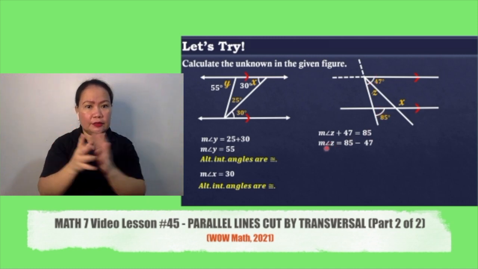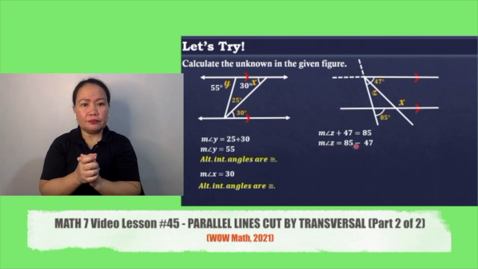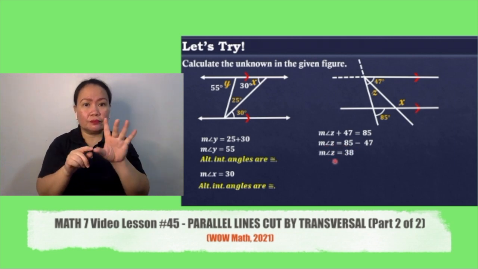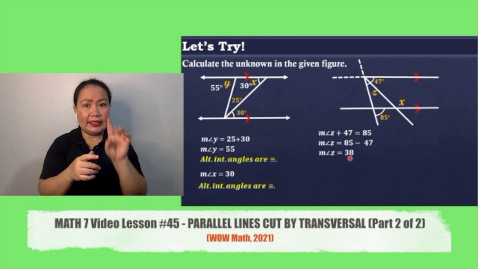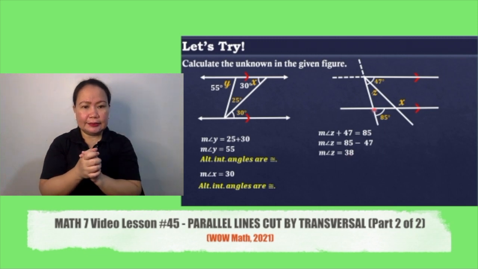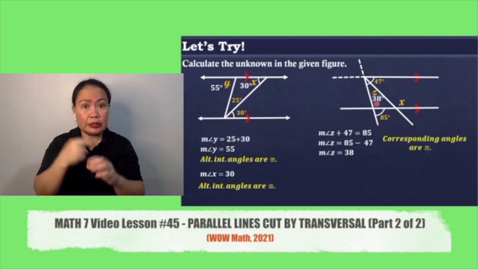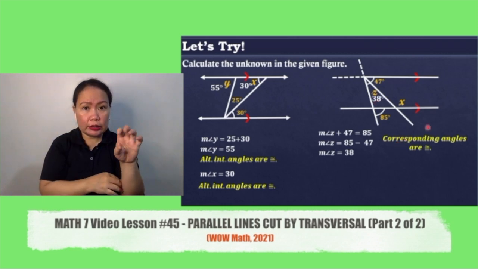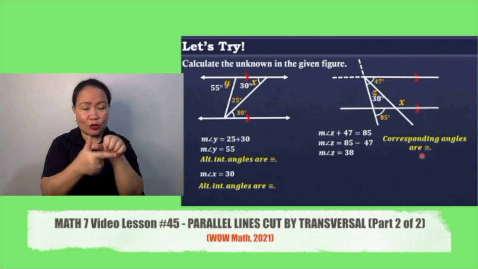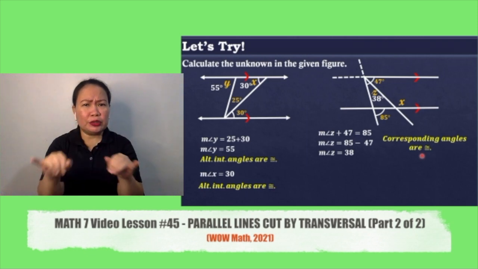So, we have the measure of angle Z is equal to 85 minus 47. So, measure of angle Z is equal to 38. Okay? So, therefore, this is 38 degrees. Okay? Anong reason? Corresponding angles are congruent. So, dapat alam natin yung reason kung bakit.